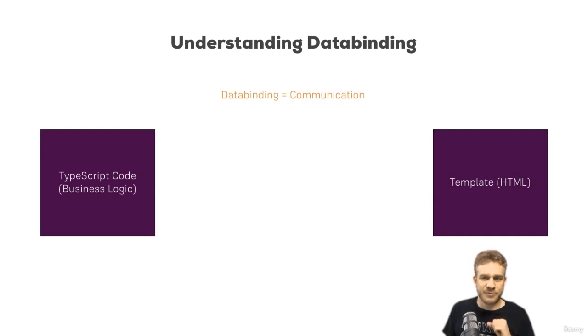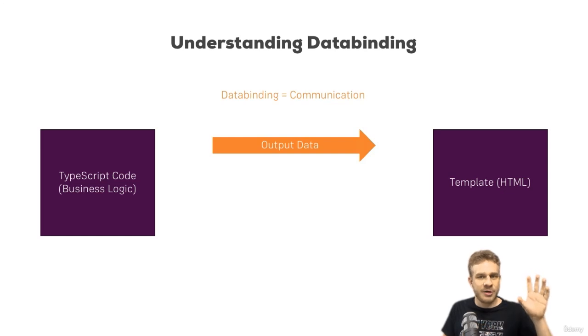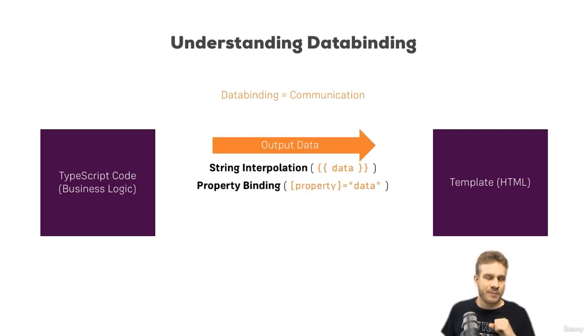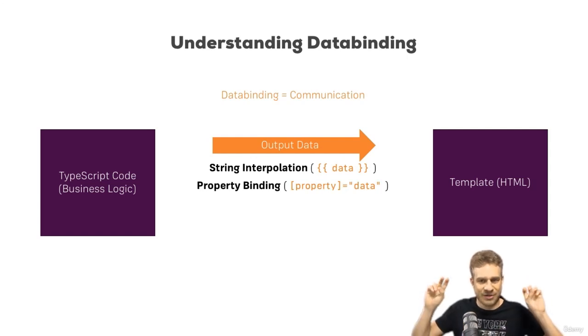We get different ways of communication now. For example, we want to output data from our TypeScript code in the HTML code, in the template. We can use string interpolation for this. You saw this in the first section of the course. It's the syntax with the double curly braces and then some property name or some expression in between. Or property binding. We'll have a closer look at all these forms, of course, in the next lectures. So we will learn what this then is and how it works. The syntax basically uses these strange squared brackets around HTML attributes. But again, I will come back to this.